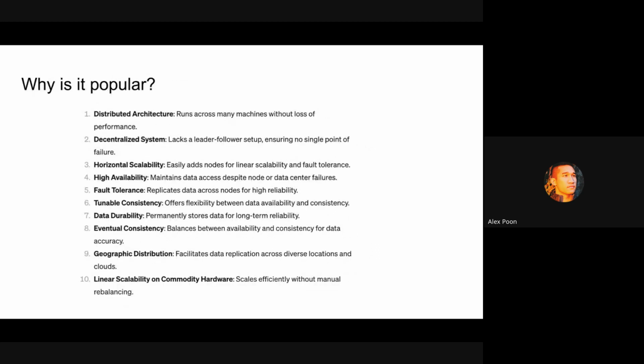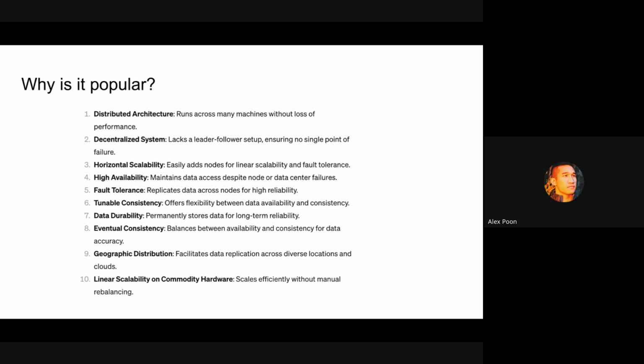Why is Cassandra popular? It's distributed. It's decentralized, so there's no leader-follower paradigm. All nodes are identical and can perform all functions of Cassandra. Cassandra is scalable in the sense that it can be scaled horizontally by adding more nodes to the cluster without any performance impact, without any manual intervention or rebalancing. Cassandra achieves linear scalability and proven fault tolerance on commodity hardware.